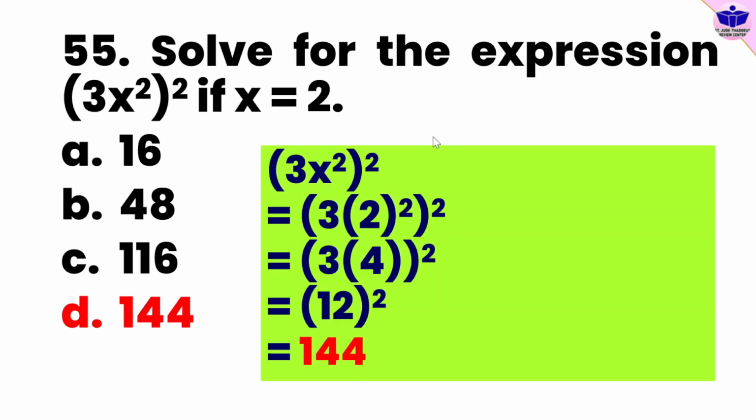First, PEMDAS. You should evaluate first what is inside the parentheses. So x is equal to 2. So that's 2 raised to 2 is 4. And multiply first before raising to 2. 4 times 3 is 12. And 12 raised to 2 is 144.